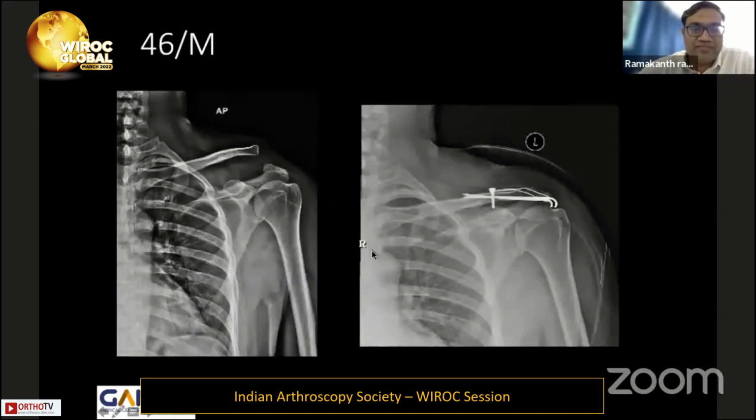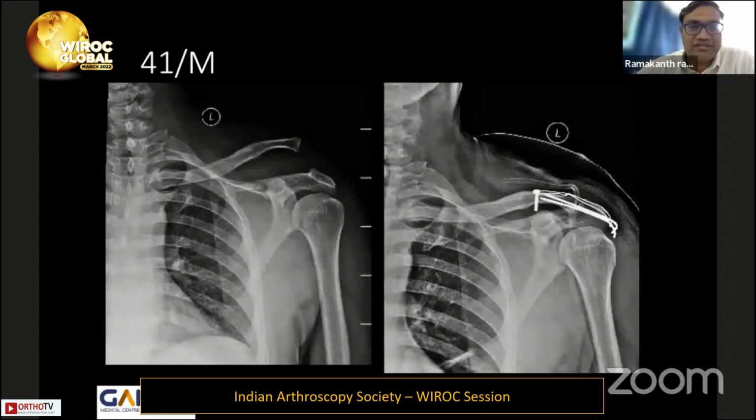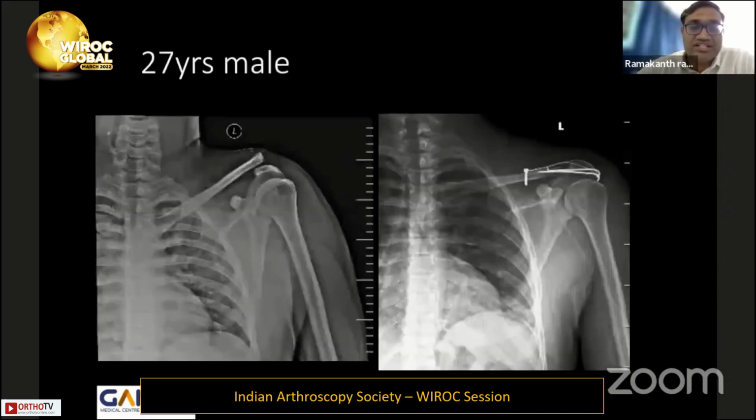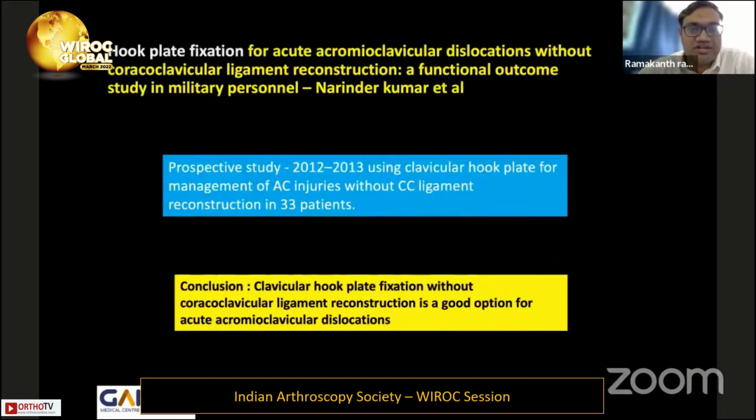So this is an example of a 46-year-old man who came with RTA, where open reduction and then transarticular pinning was done in this case. This is another patient with type 3, more than 100% dislocation, where the superior dislocation was reduced and fixed with transarticular pinning. This is an unstable type 3 where the overlap of the clavicle over the acromion can be seen, which was again fixed with transarticular fixation.